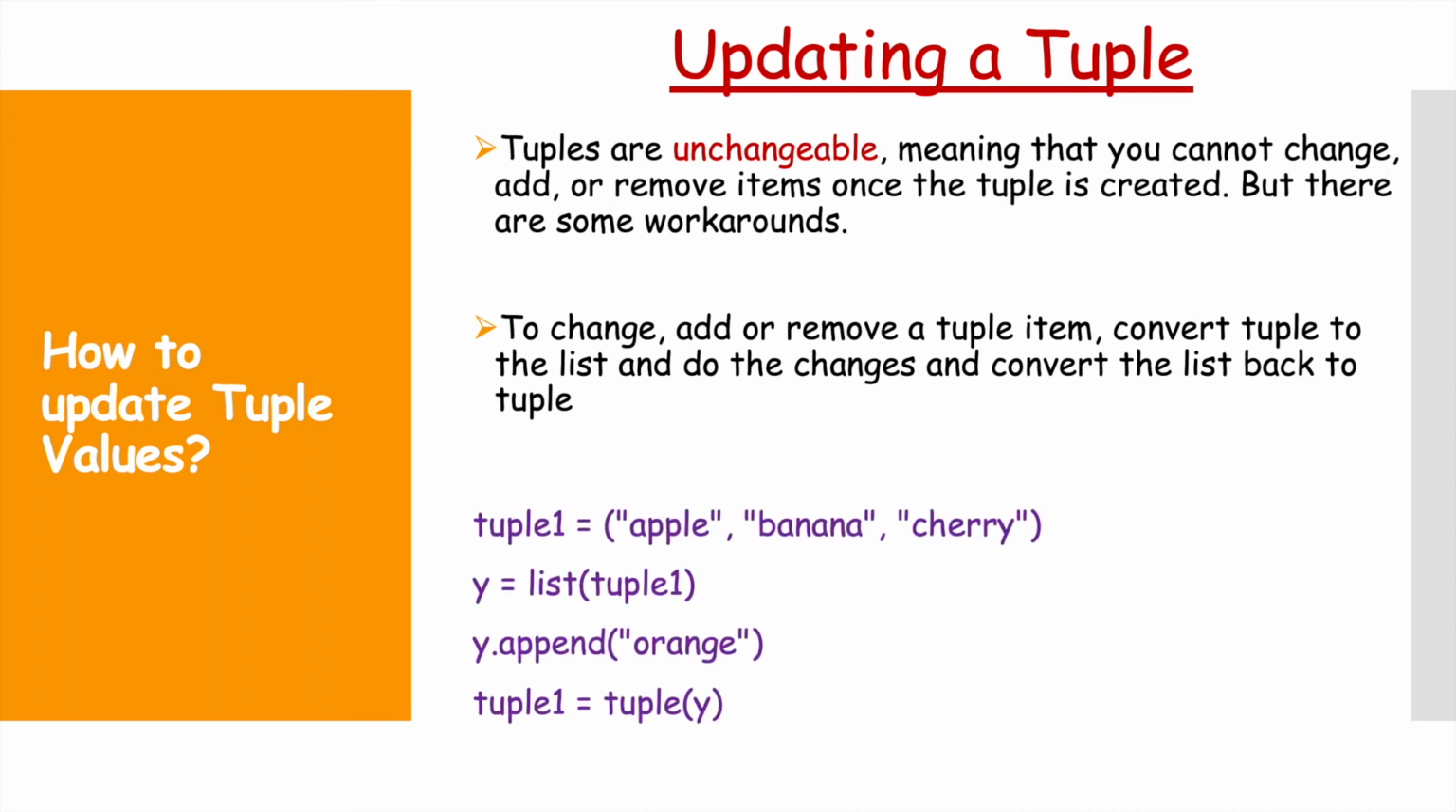So here is an example. Here the tuple items are apple, banana and cherry. You have converted the tuple to a list by using the list method and passing the tuple name. Now y has become your list. Now you can simply use the append method and append a list item to the end of the list. And finally, you have to convert this list into a tuple. And when you print this tuple, you are going to get the items as apple, banana, cherry and orange. Similarly, you can remove an item also, but before that you have to convert the tuple to a list, remove the item and then convert the list back to a tuple.